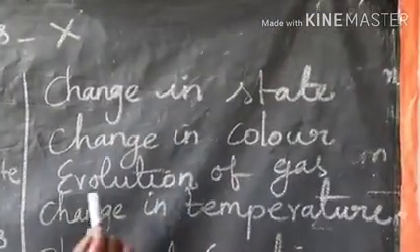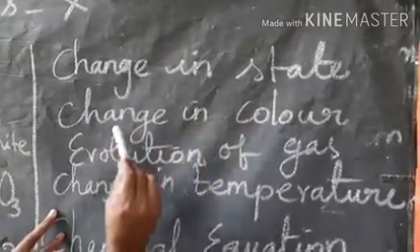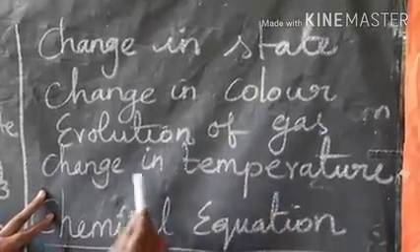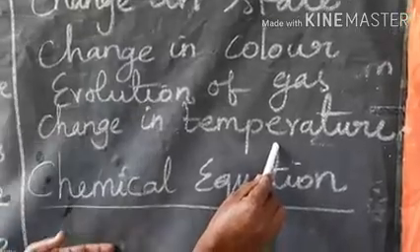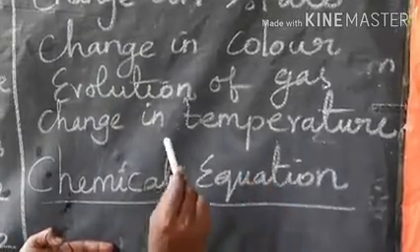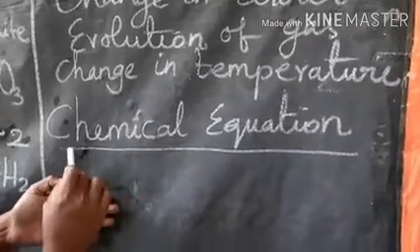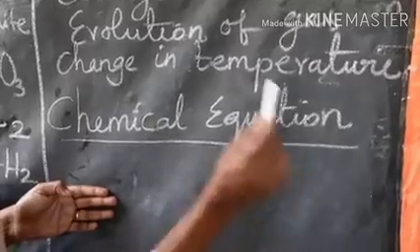So how can we find out a chemical reaction takes place? These are some observations. First one, change in state, change in color, evolution of gas, and change in temperature. With these observations, we can understand a chemical reaction has taken place. Hope you understood. The next one we are going to see is chemical equation.